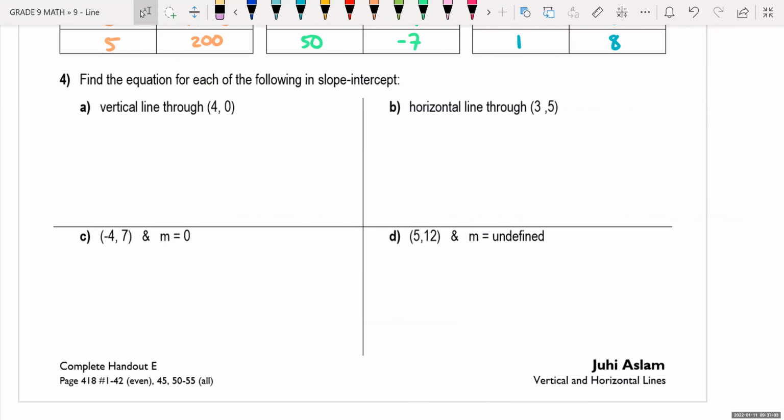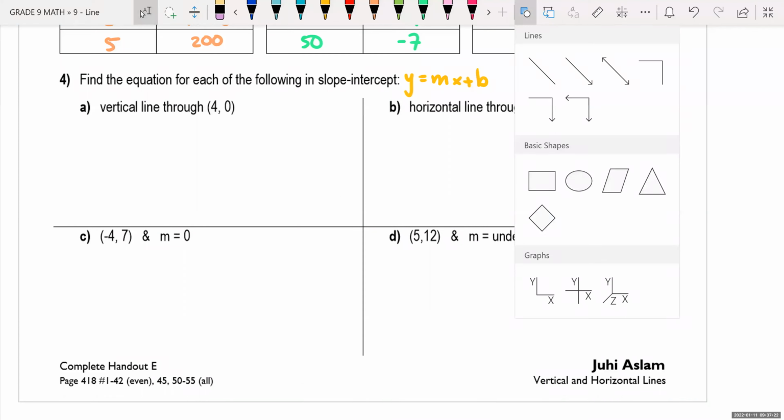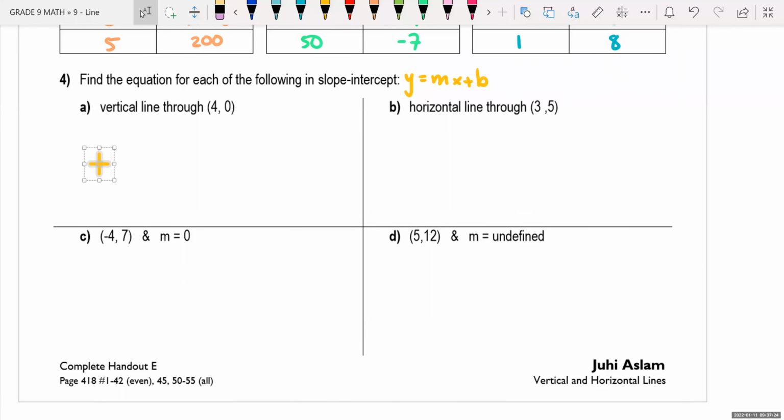Last question is more of the same stuff. It says find the equation for each of the following in slope intercept form. So we want all of our answers to be in y is equal to mx plus b form. And they're all about vertical and horizontal lines. So for a question like this, I recommend you sketch it out because it just helps you. It's much easier to visualize when it's sketched out.